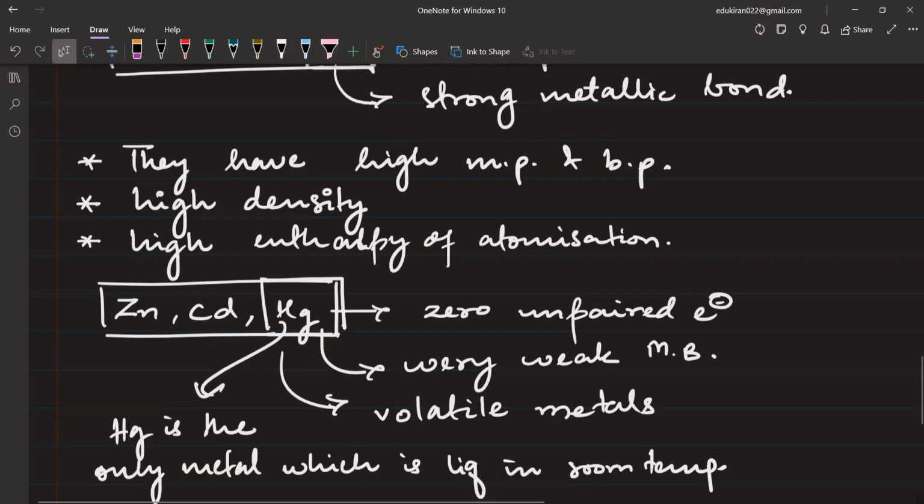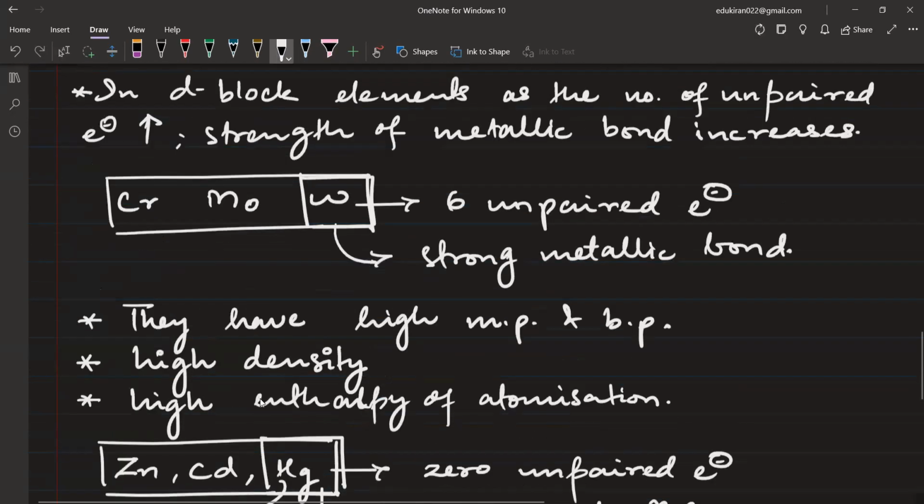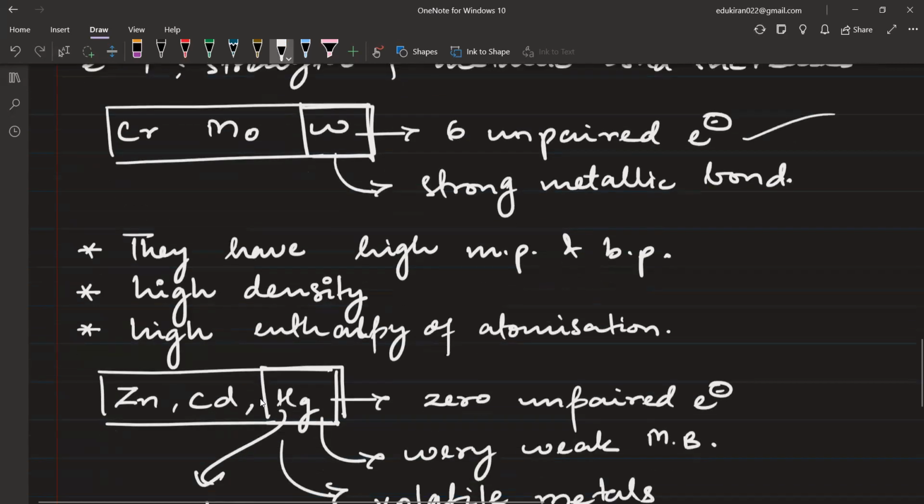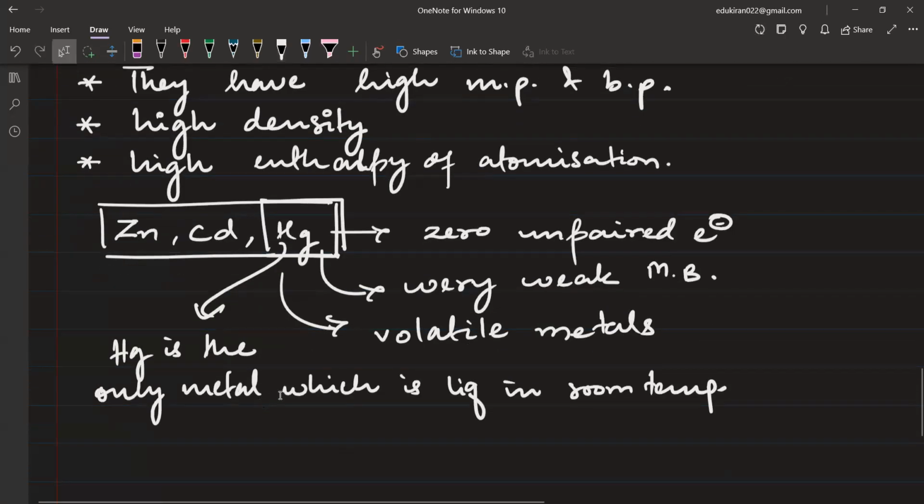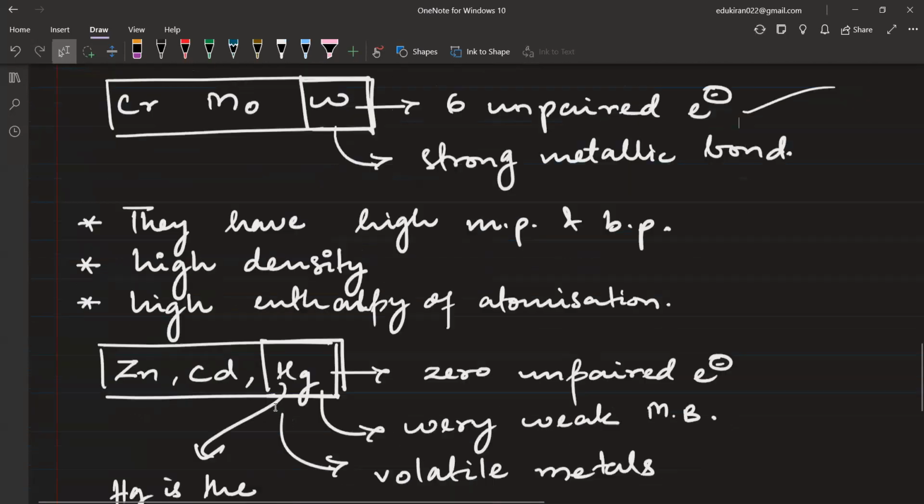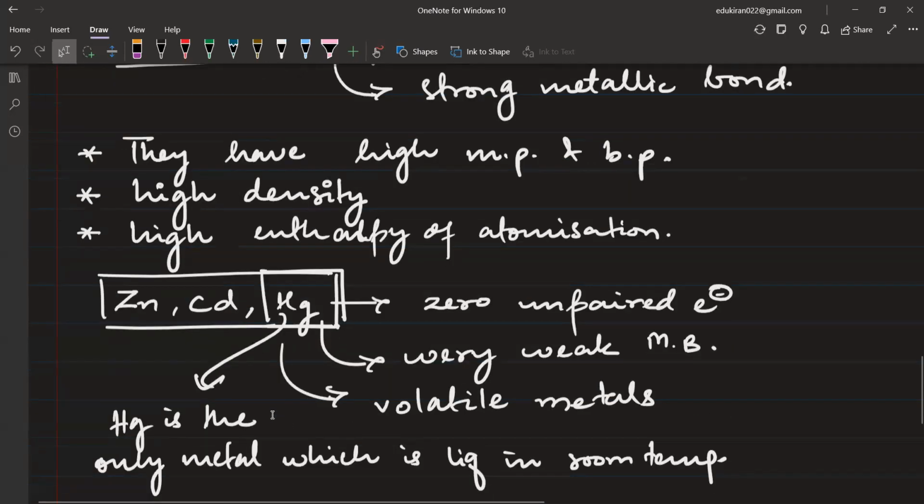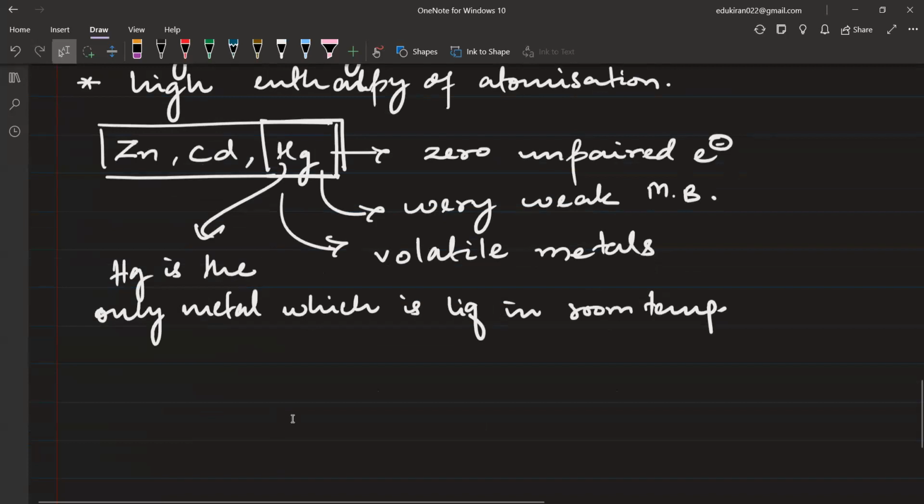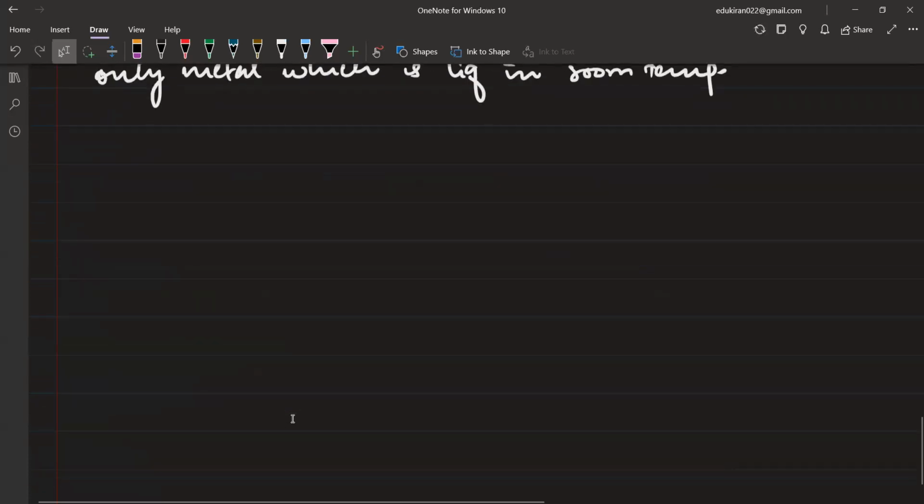Okay, now the important thing is what? 6 unpaired electrons, the strongest metallic bond. 0 unpaired electrons, the weakest metallic bond. So chromium, molybdenum, tungsten and Zn, Cd, Hg, you have to remember these elements whenever we are talking about the metallic character and the metallic bond strength. Right, the second part, oxidation state.